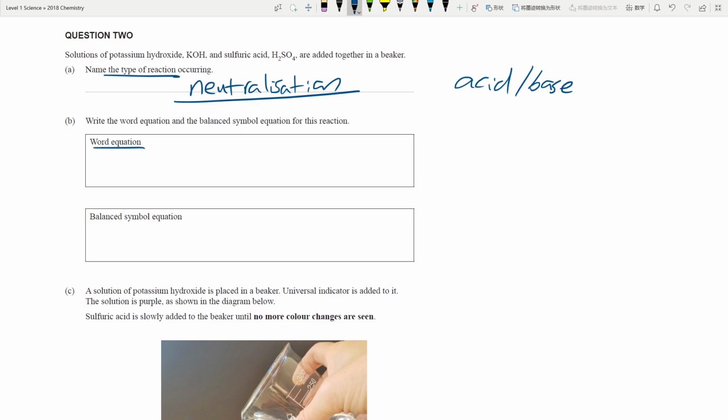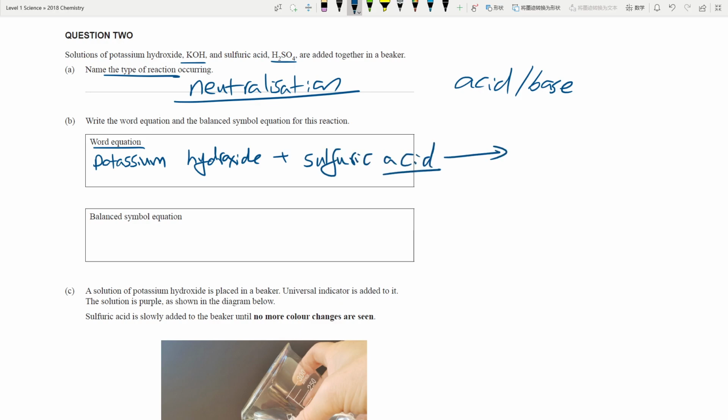Word equation. So you got KOH, H2SO4. If you're going for merit and excellence, I wouldn't even bother writing this, but it's actually a good habit to do this from scratch. If I just put them together, this is an acid, hydroxide is a base, and I did this in my previous video as well. Just remember, oxide or hydroxide, they're all bases. Carbonates are bases as well.